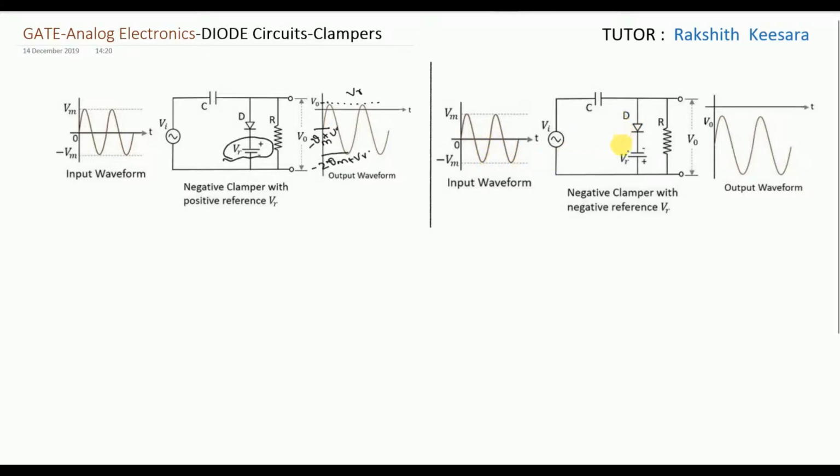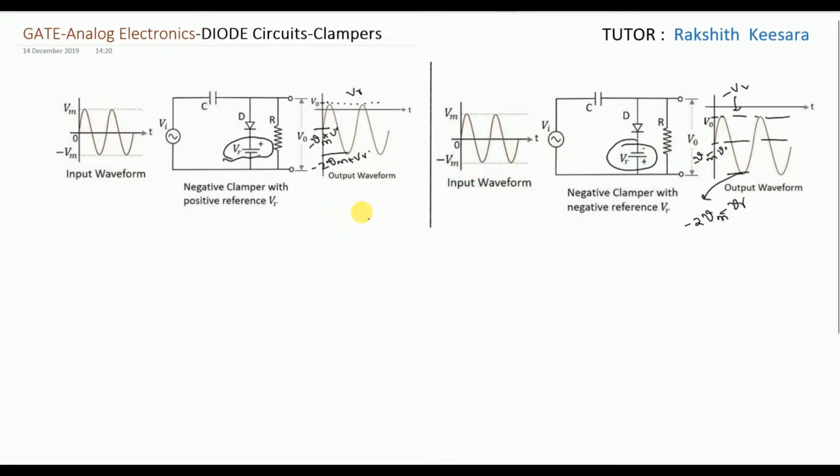Next, see this waveform. The diode is pointing downwards and the reference voltage is negative. So what should we do? We should draw the input waveform below this reference voltage. See, this reference voltage is minus VR. So what will be this value? Minus Vm minus VR. What will be this value? Minus 2Vm minus VR. Such that our peak to peak voltage, the shape and the phase difference remain the same.